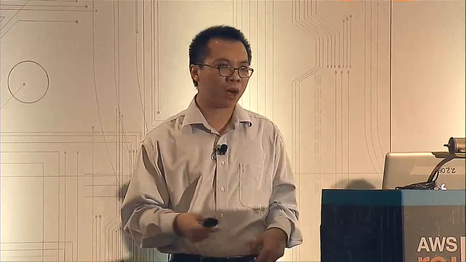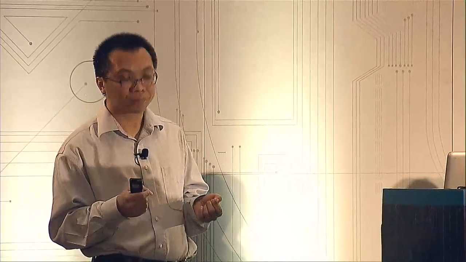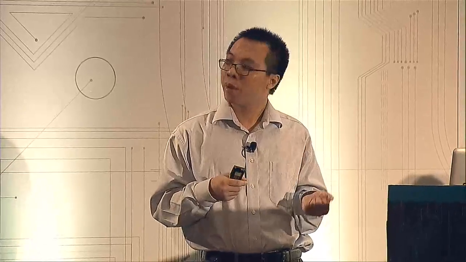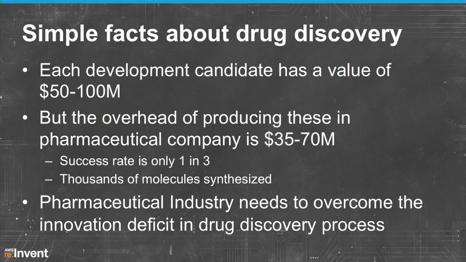A few simple facts about drug discovery: each drug candidate has a value of $100 million, but it costs the pharmaceutical company, on average, $50 million to produce one. And the success rate is only 1 out of 3. Economic cost is only part of the equation. The most important thing for them is really the time to go to the market and the opportunity cost. So pharmaceutical companies are looking for innovative technology to bring the drug to the market quicker with lower cost.